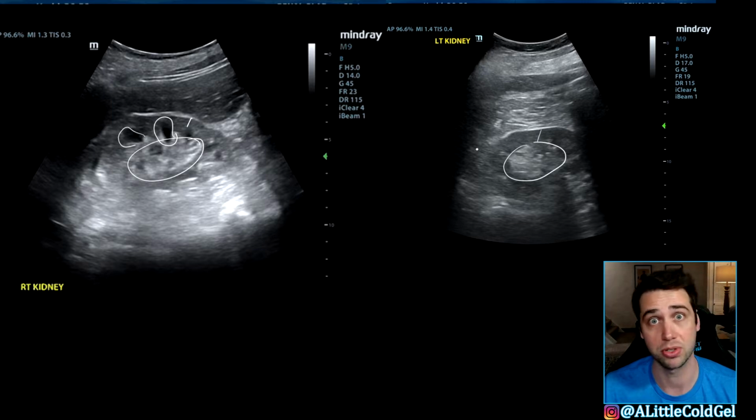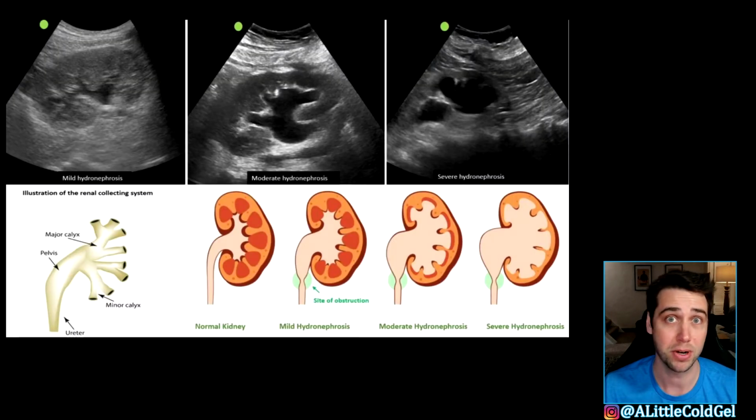The only reason I'm really talking about that is because those pyramids are not hydronephrosis. So a lot of people will see those little pyramids and say, oh, they have mild hydro, but that's not the case. It's because the collecting system actually has to be dilated for hydronephrosis, which is backup of fluid into the kidneys, to be diagnosed. So here you see that the renal pelvis and the calyces are starting to get dilated in all these images. We have mild hydro, moderate hydro, and severe hydro.